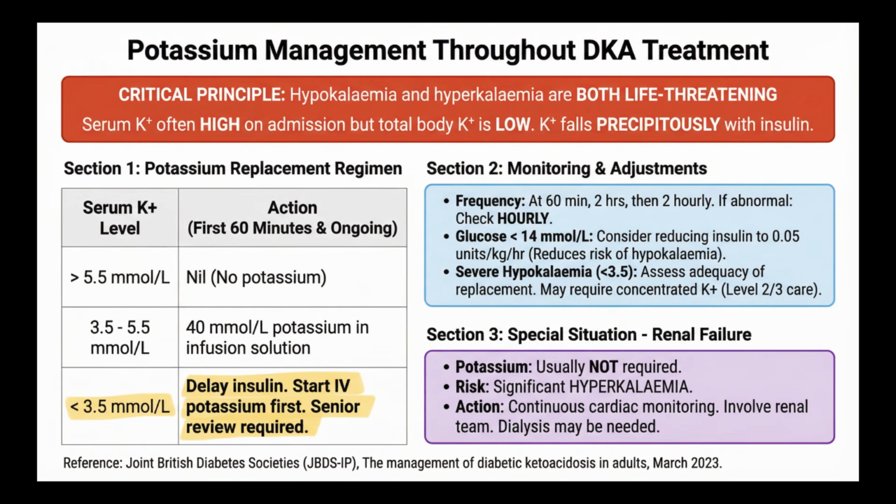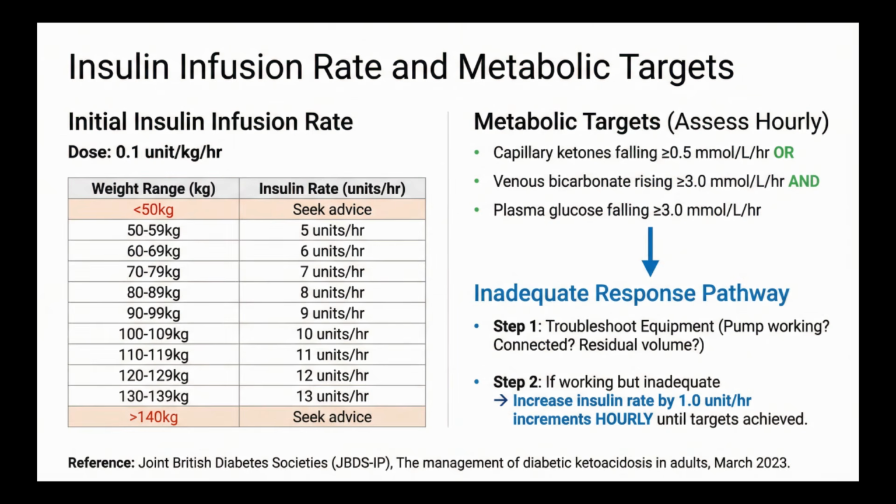If potassium is below 3.5, replace potassium before insulin. And always monitor potassium frequently and systematically. Now we move to the insulin infusion rate and the metabolic treatment targets. The standard fixed-rate intravenous insulin dose in DKA is 0.1 units per kilogram per hour. This slide converts that into practical weight-based rates for rapid prescribing.